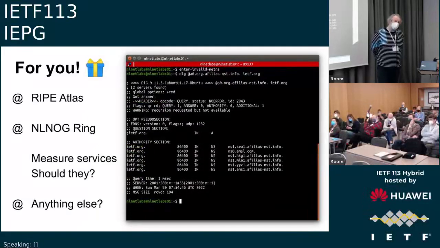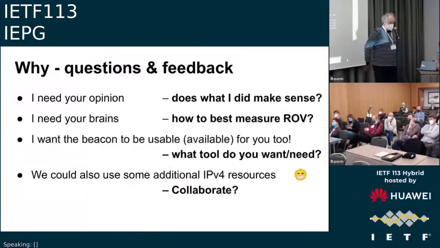So this can be used to measure other things as well, like, for example, authoritative service. But the question is, should services be protected by route origin validation? Because they're not actually connecting to other servers on the internet.